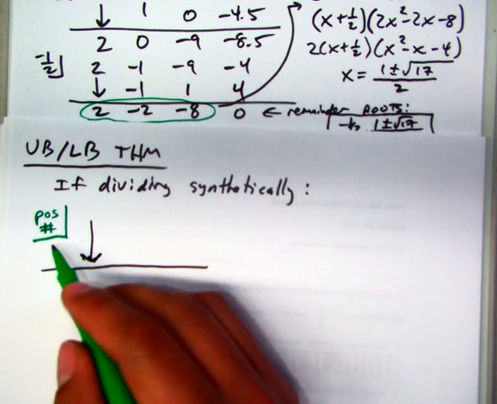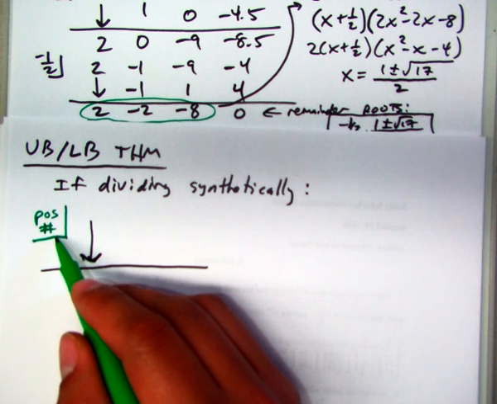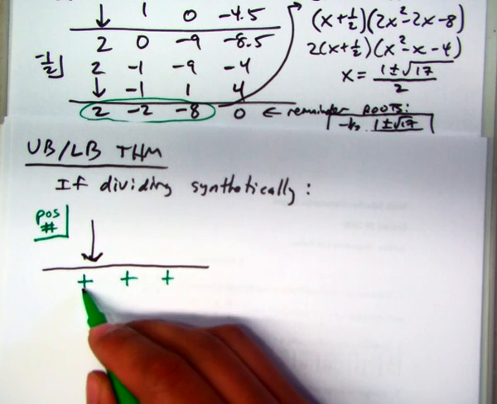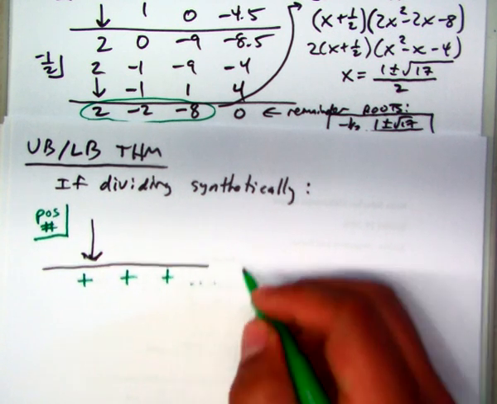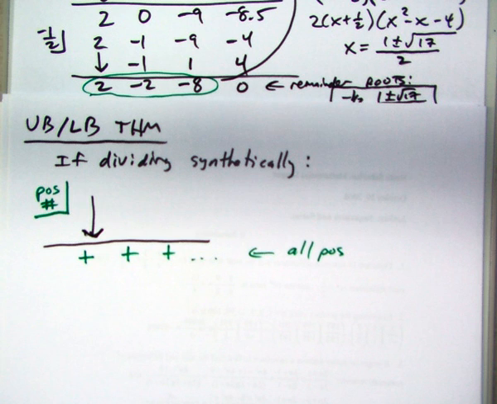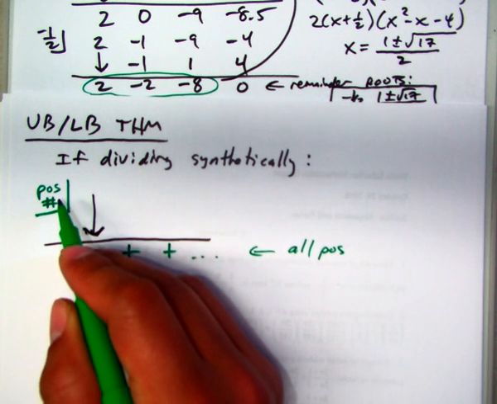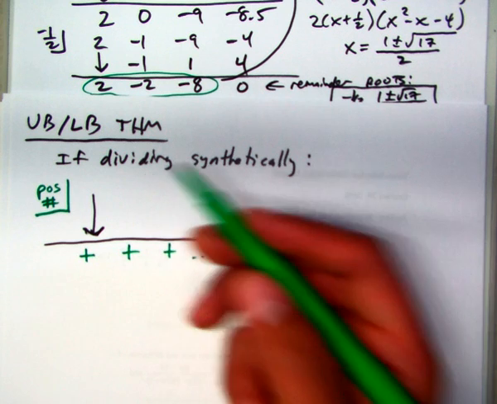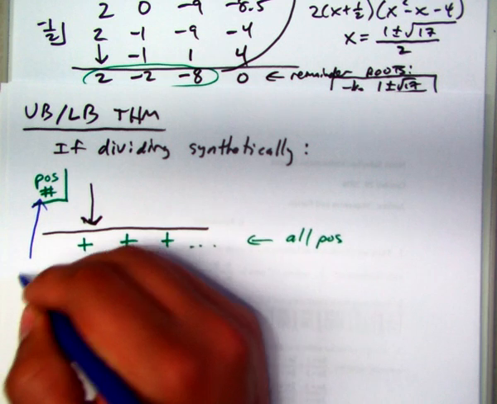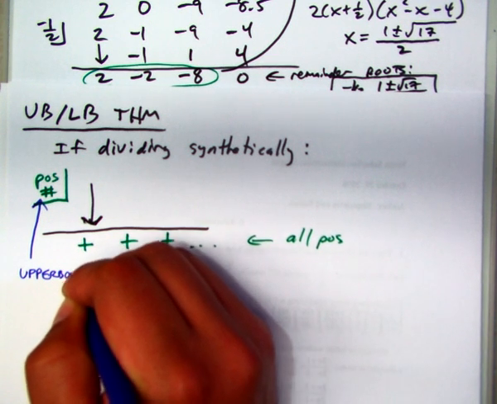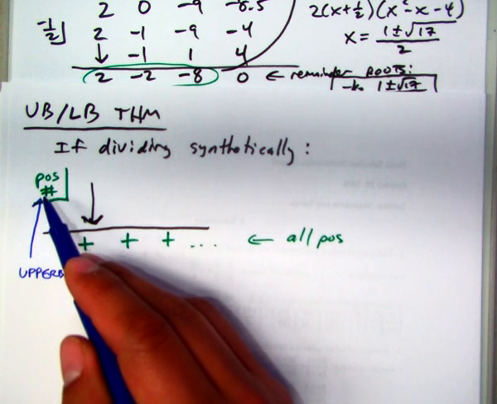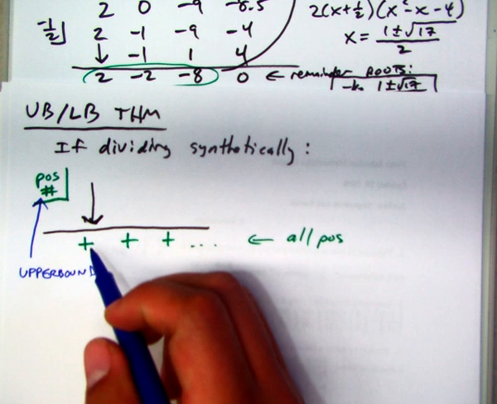Okay, so if you're testing a positive number and when you do that, you get a positive, meaning that these are all positive, then what that means is that there are no rational roots that are higher than this positive number. So we call this an upper bound. And all that means, again, upper bound means that this is the highest, that there's no number that's going to be greater than this number that would be a root.